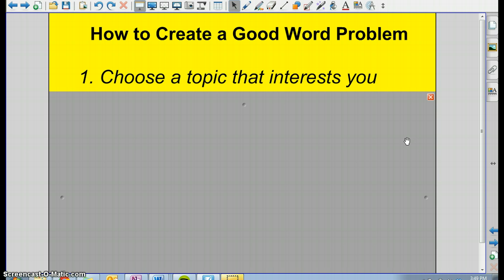The one thing I haven't mentioned is probably my favorite topic, and that's sports. And so I generally love to create word problems that involve sports. Usually, if I'm interested in a topic and convey that to my students, they will become interested as well.